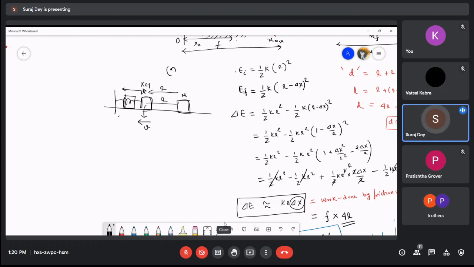Now, in the ideal case, when there is no friction, this will be L. This is because of simple energy conservation. If there is friction, this will be L minus something, say L minus delta, but we are saying that delta is much less than L, so we can approximate it as L only. So at this point, the kinetic energy is 0, but there is still potential energy, which is half K L square.